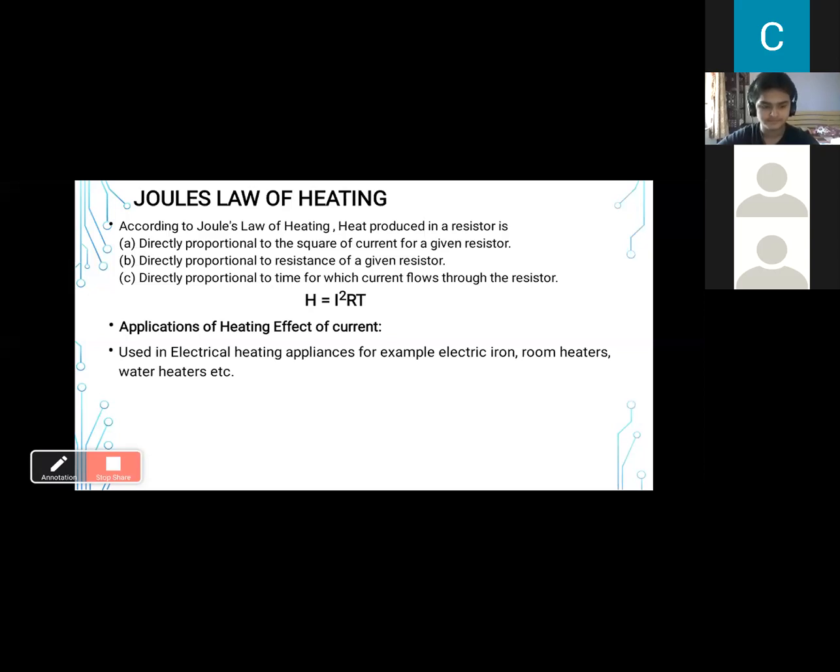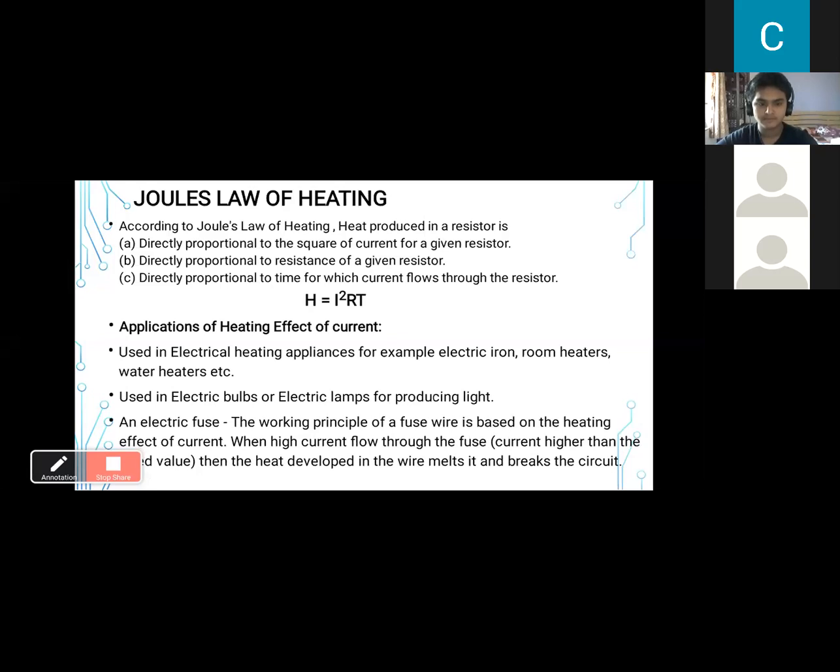Okay. Now applications, already you have learned in the previous standards also, where we apply the heating effect. For example, we apply it in all the heating devices, for example, electric iron, room heaters, water heaters, geysers and all. Then we apply the heating effect in electric bulbs and lamps. And electric fuses also, because if more current is passing through, the fuse will heat up and melt. So these are the three applications where we apply the heating effect of current.